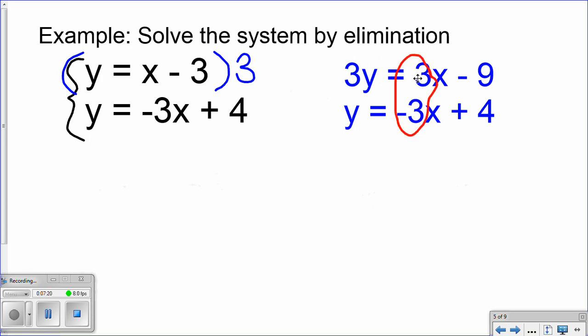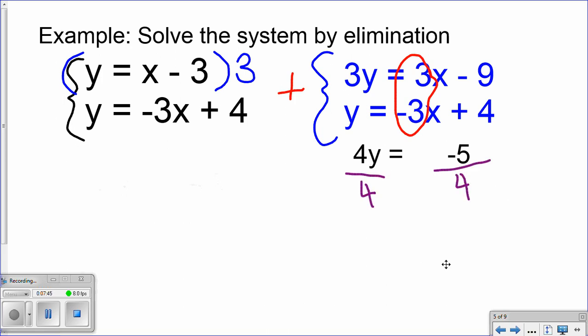So because I have these opposite coefficients, I can go ahead and add these two equations, and these x's should cancel out. So I go ahead and add: 3y plus y gives me 4y. Negative 3x plus 3x gives me 0, so nothing. And negative 9 plus 4 gives me negative 5. So that's what I'm left with. This is the only variable. I can go ahead and solve for it just by dividing both sides by 4. I get y equals negative 5/4. Ugly number. Doesn't mean I'm wrong, though.